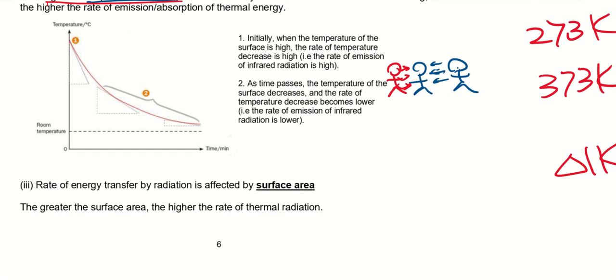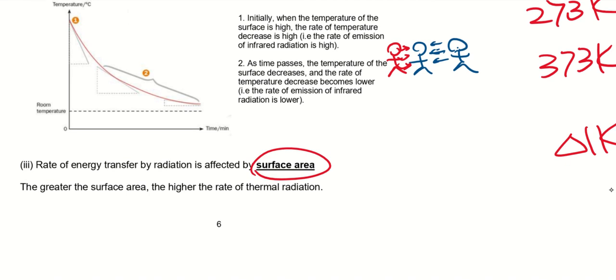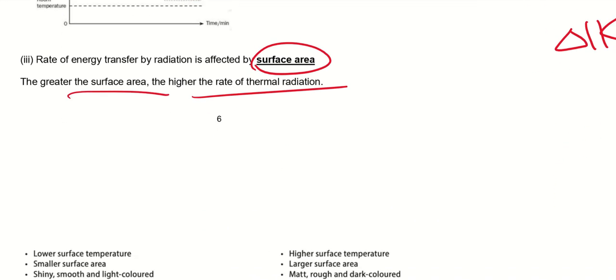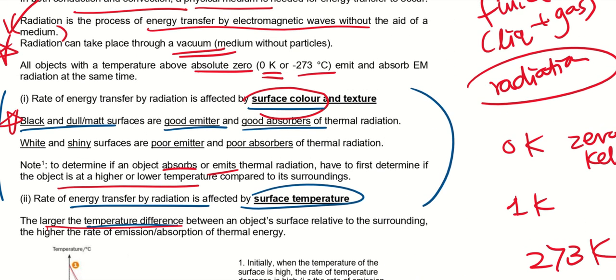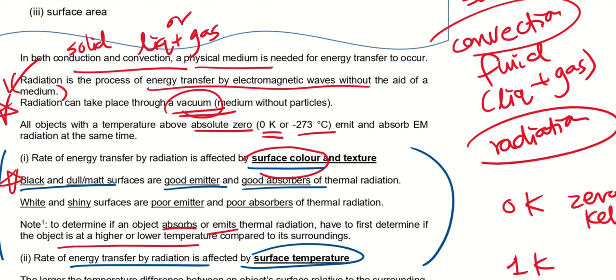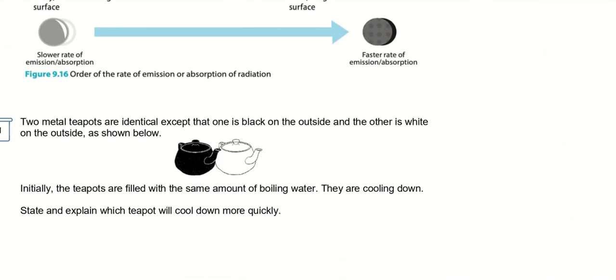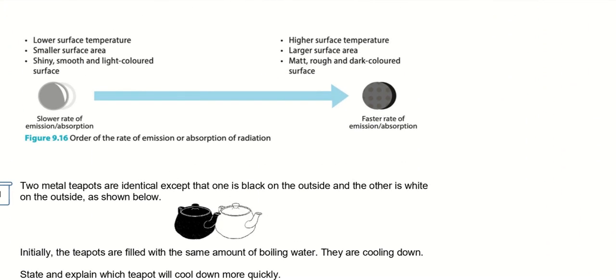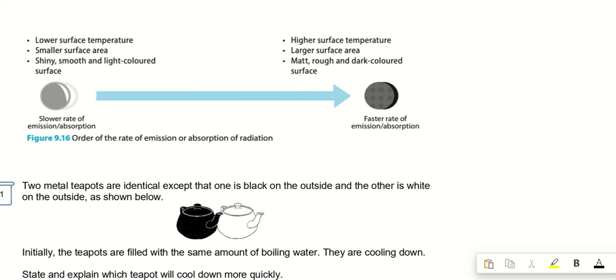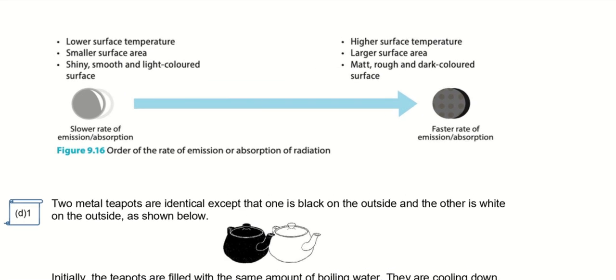Now, rate of energy transfer by radiation is also affected by surface area. The greater the surface area, the higher the rate of thermal radiation. So these are the three factors that affect radiation. And what they like to ask always is, can radiation happen in vacuum? Of course. But conduction and convection cannot happen in vacuum. Okay, so this is a summary for the three factors.